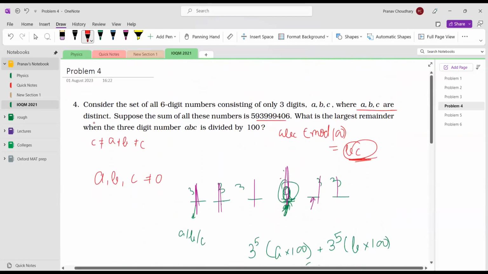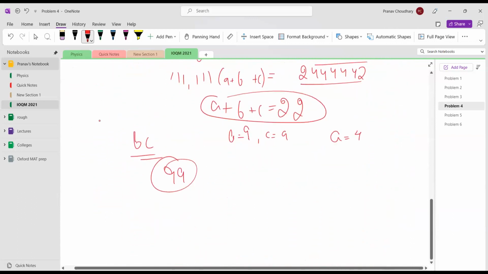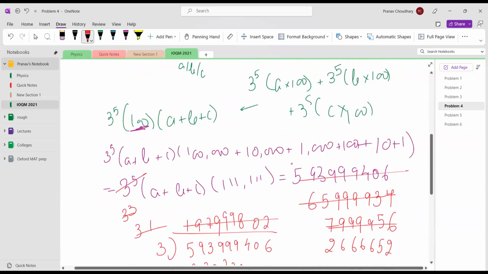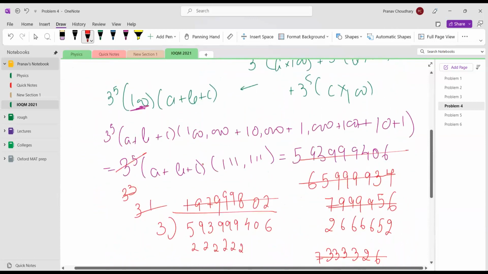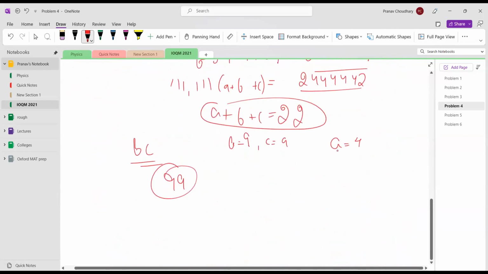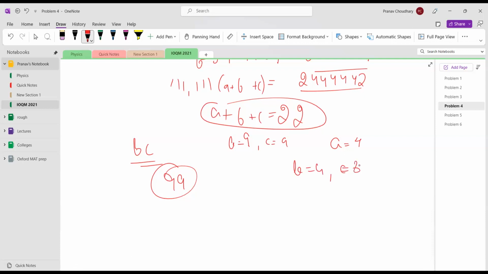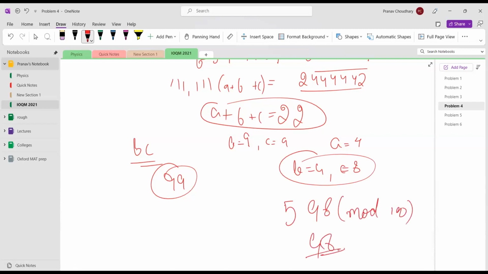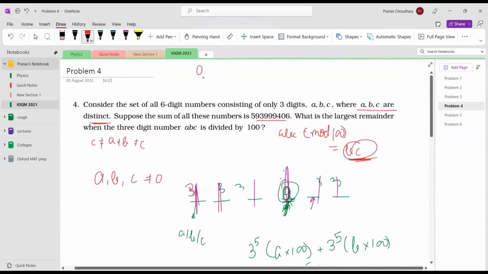But notice that it says A, B, C are distinct. That is very important for the question, because only then you can say that there are three ways here. So we cannot take 9, 9. So we can take B as 9 and C as 8. This is the second maximum, in which B and C are distinct. So 98. And then A is 5, but you take modulo 100, so it does not matter. So the answer to this is 98. You cannot get a number more than 98, right? So this is the answer.